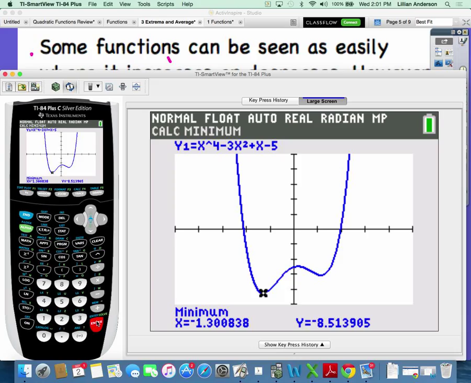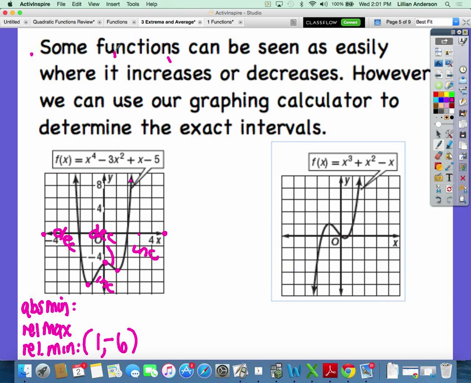It says guess, and when I click enter, the calculator does all the work for me and tells me the exact point, or the more exact point than I would ever find for that minimum. We're rounding to 2 decimal places, okay? So, my absolute minimum is at the point negative... I forgot, I just said that. Help me out. 1.3 comma negative 8.51. And remember, I need that point to figure out my intervals, okay?